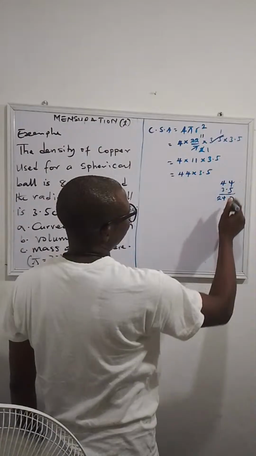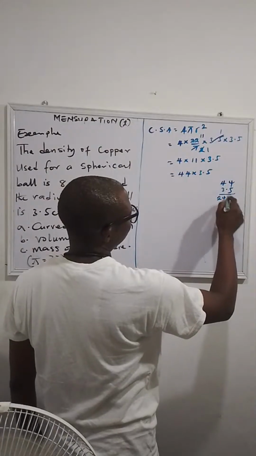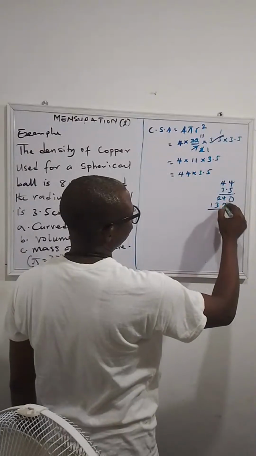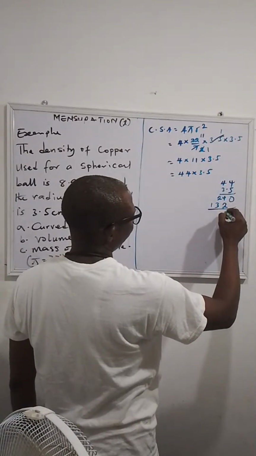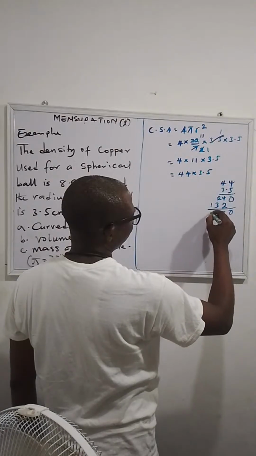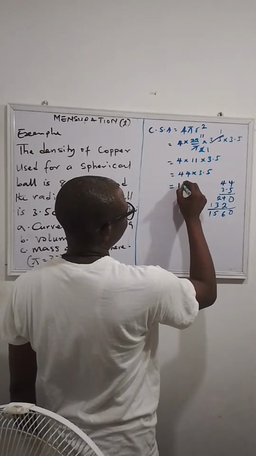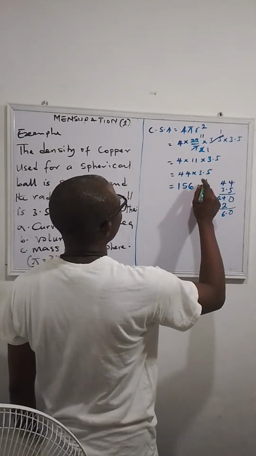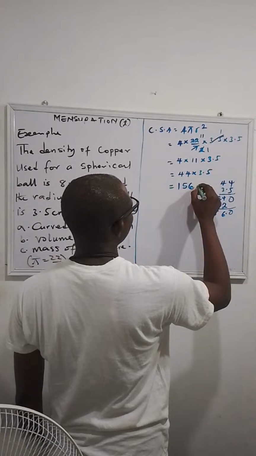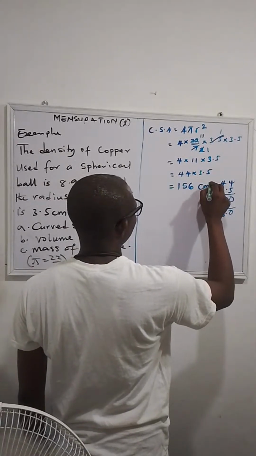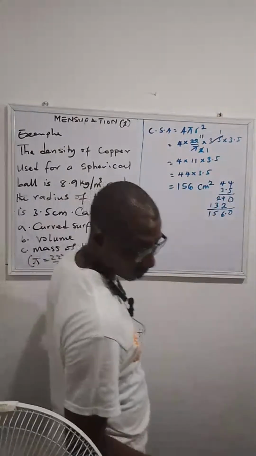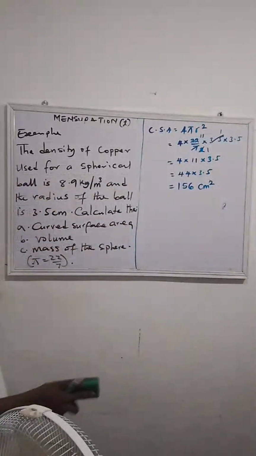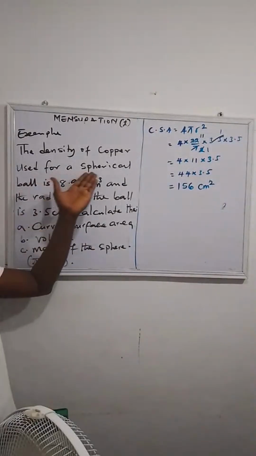Now 3 times 4, that's 12. So we have this 0, 6, 5, 1. So the answer is going to be 156. And what's going to be the unit? It's going to be in centimeter square. So that is it. Do you understand that? Now, we have gotten the curved surface area of this spherical ball.